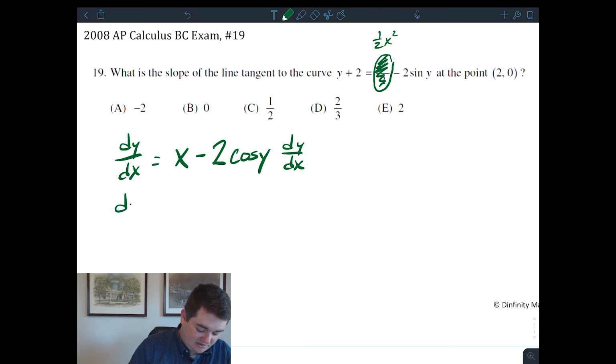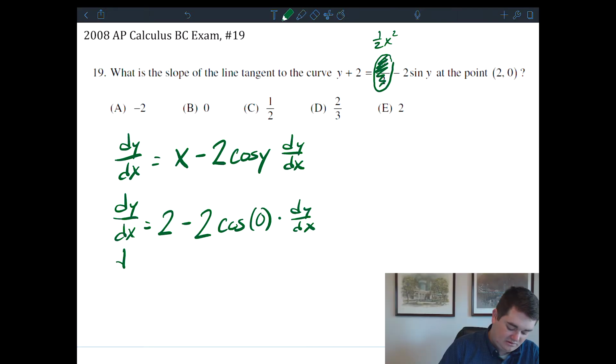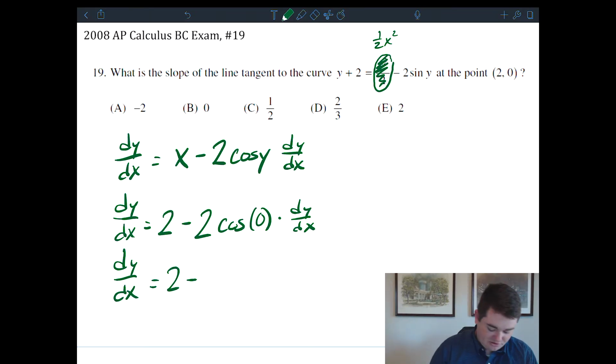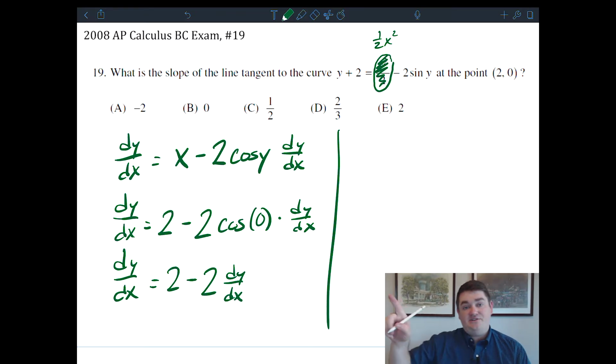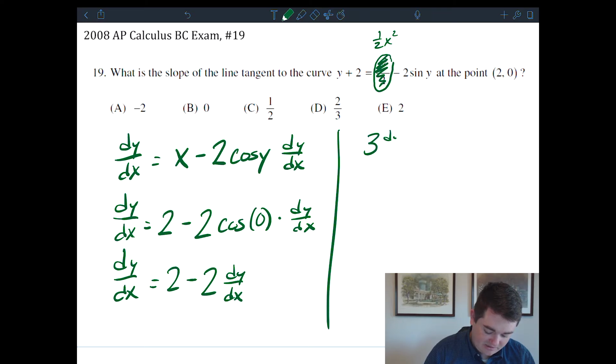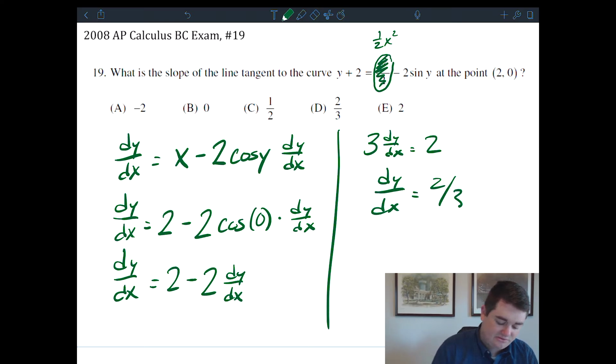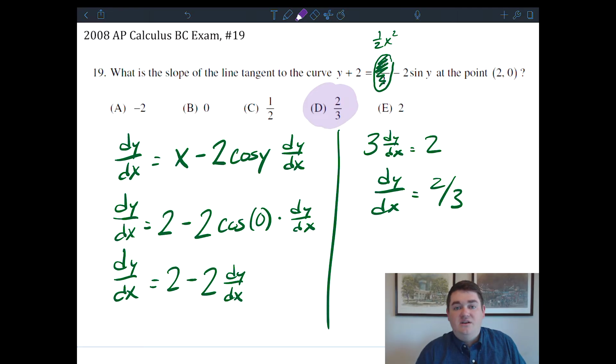So dy dx equals 2 minus 2 cosine of 0 times dy dx. That gives me 2 minus 2 times 1, so 2 minus 2 dy dx. Add 2 dy dx's over to the left-hand side, so I've got 3 dy dx equals 2, and divide by 3. So dy dx at this point is 2/3, and my answer is D.